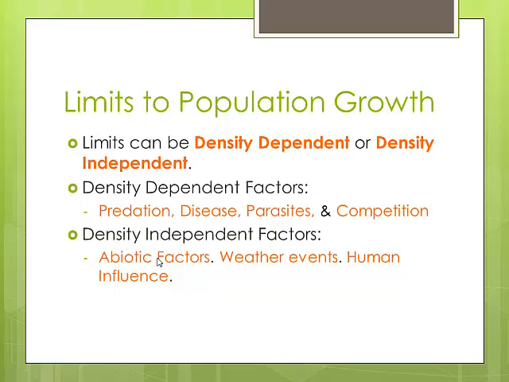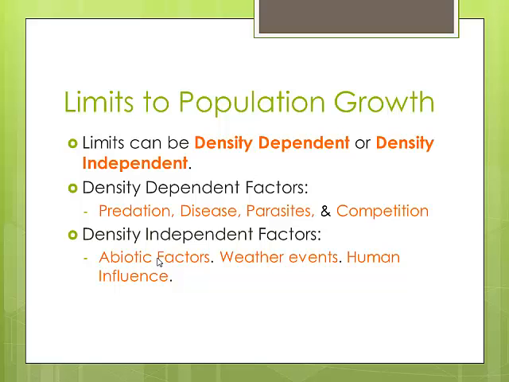Okay, so some limits to population growth. There are density dependent and density independent factors. A density dependent factor is going to be anything involving biotic to biotic interactions. Biotic things are all living. So predation, disease, parasites, competition. An example of predation would be a lion chasing a gazelle. That's going to affect the population of the gazelle and the population of the lion.